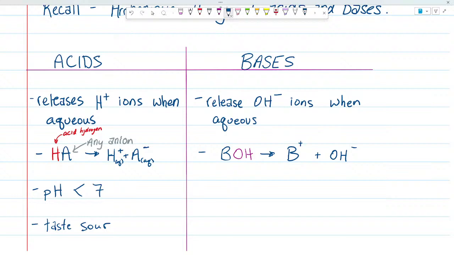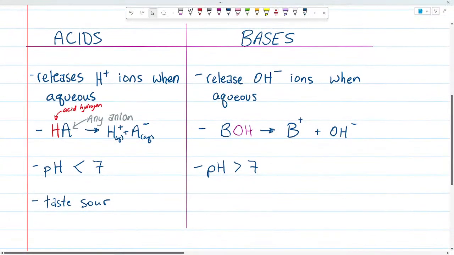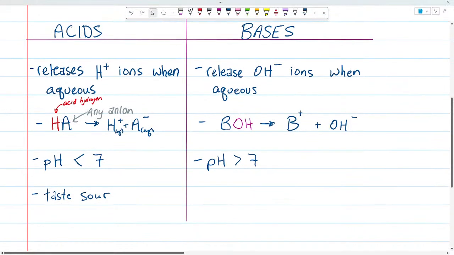But there we are. On the pH scale, how do they measure? Greater than 7. What about 7 itself? What's that? It's a weird scale. But water contains both H plus and OH minus. So it's when they're perfectly balanced. We call that a pH of 7. We'll learn about that in grade 12 chemistry, which you should take. Great course. How do they taste? Very good. They taste bitter.